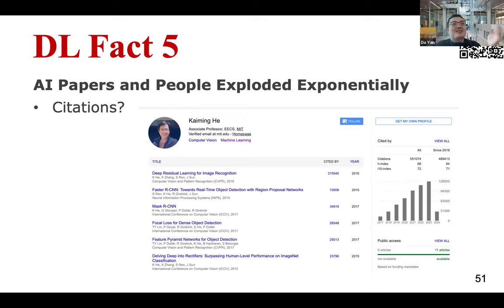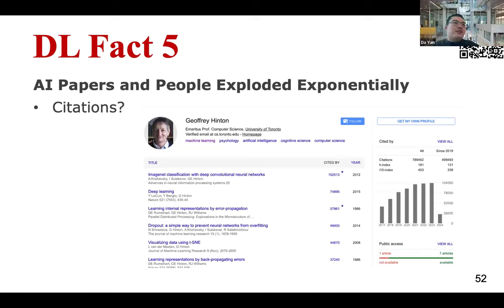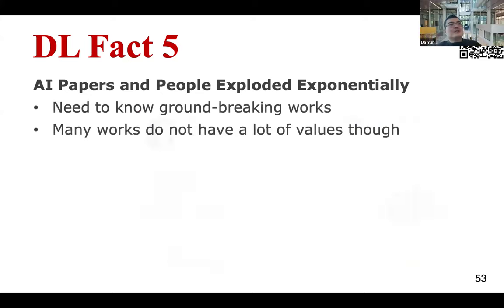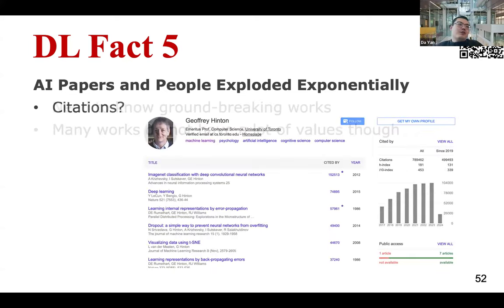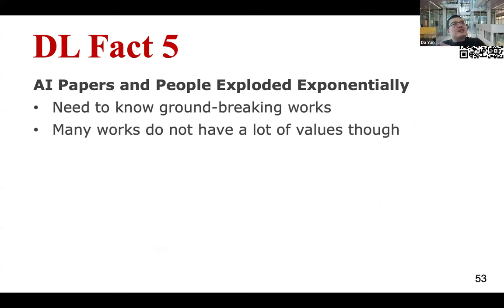That's crazy, right? It's less than 10 years, and you got so many citations. And like Geoffrey Hinton, one of the Turing Award winners for deep learning, you see the total citation is 789. So you can see how this field is growing. And the field is growing so fast that it's really difficult for domain scientists to keep up. Of course you can look up your narrow domain, but you still need to learn those things. And AI papers and people are exploding exponentially.